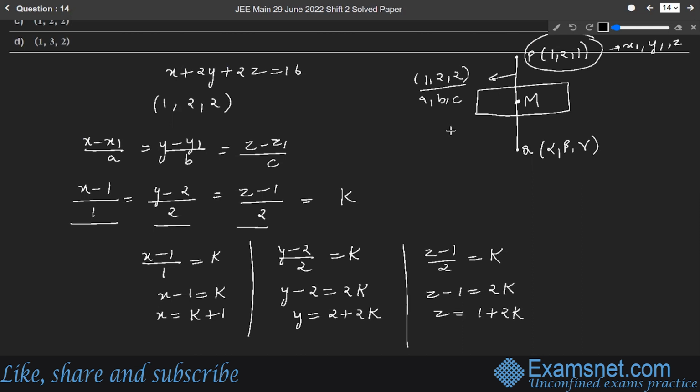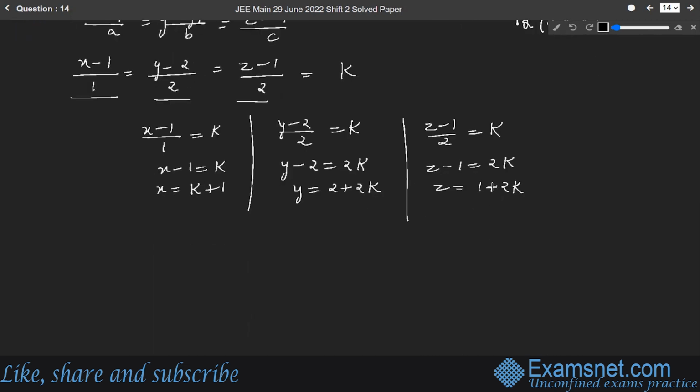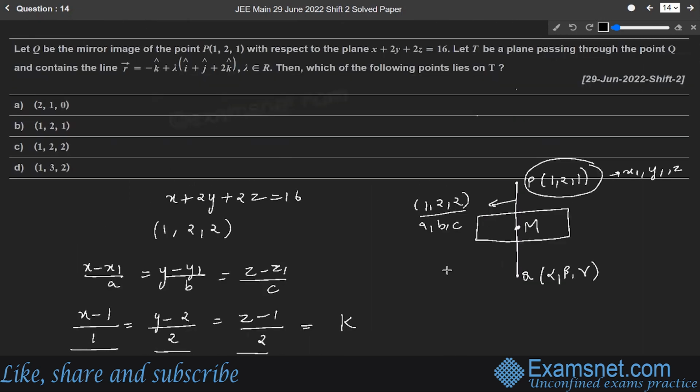So we have the coordinates of x, y, and z in terms of k. The coordinates are k + 1, the value of x, 2 + 2k, the value of y, and 1 + 2k, the value of z. These are the coordinates of the midpoint, which means these are the coordinates of M. You can see that this is the midpoint of the line PQ. PQ is basically a line passing through this plane, and M is the midpoint of the line PQ.